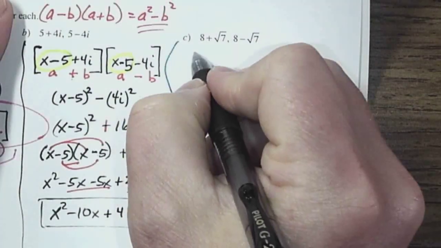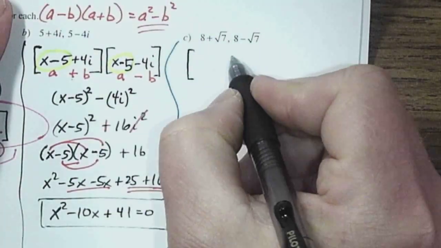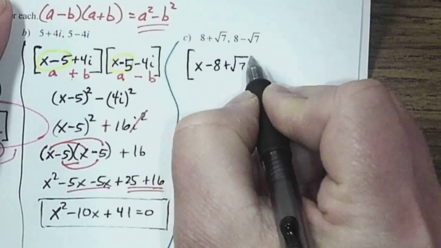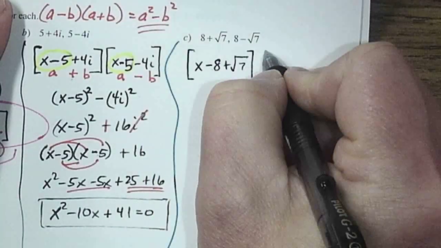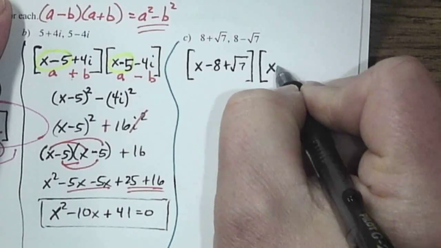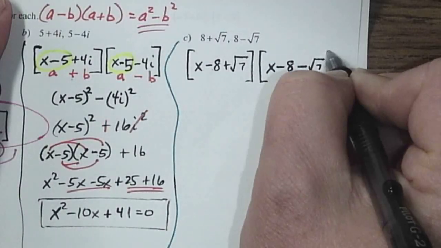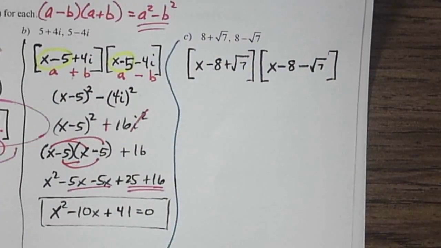How are we going to do this with the radical? Radical works the same way. We are going to start off with square bracket x minus 8 plus square root 7 square bracket. Then we'll do another square bracket x minus 8 minus square root 7 square bracket.